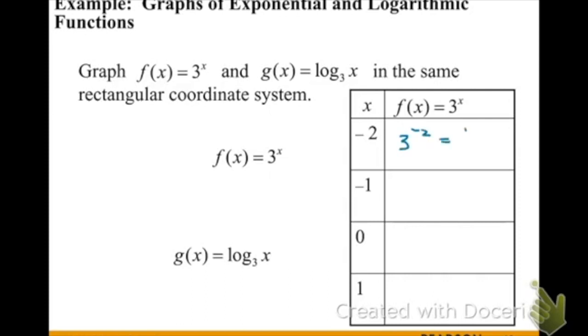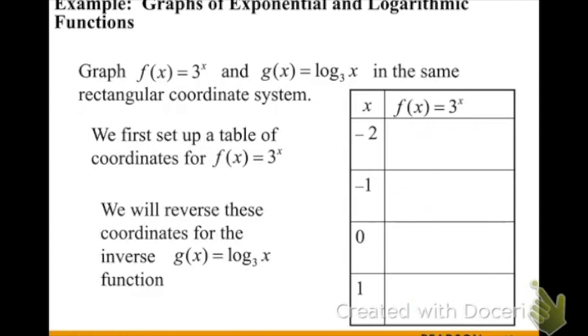So we're going to use these x values of -2, -1, 0, 1. And remember, those negative exponents are giving us fractions. And so the exponential curve is, remember, going to have that horizontal asymptote on the x-axis. But how are we going to use this to find the log function?